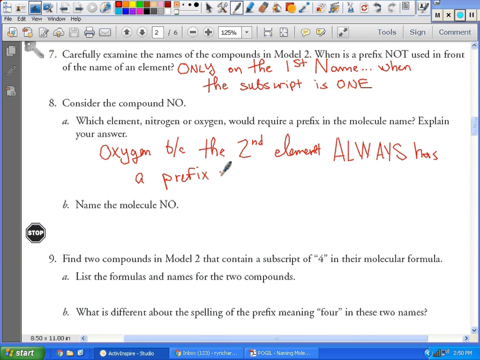So now they've given us the task of naming this thing. So will there be a prefix on the end? On the end? No. So what do you write? Nitrogen. Okay? And now you've already told me that the oxygen needs a prefix. And what is the subscript of that oxygen? What's the subscript? Is a 1. What is the prefix for 1?